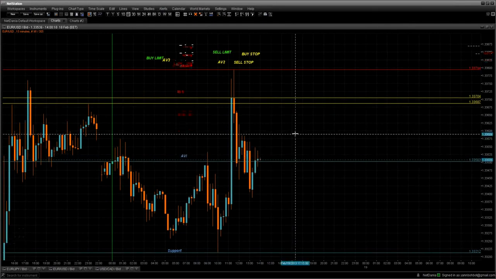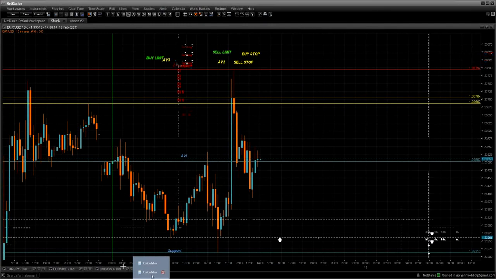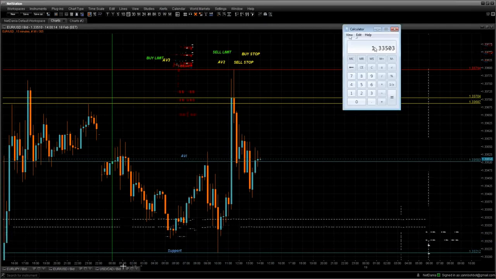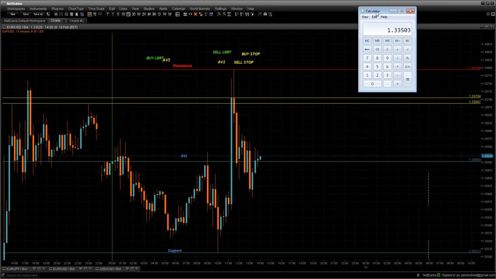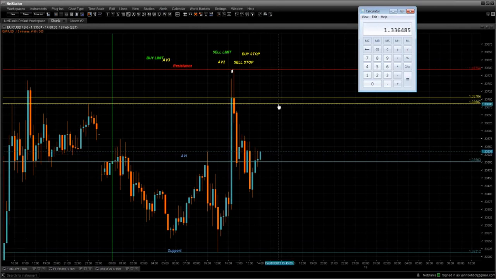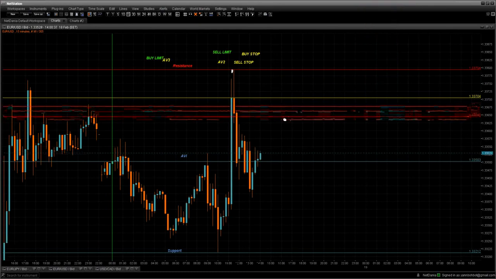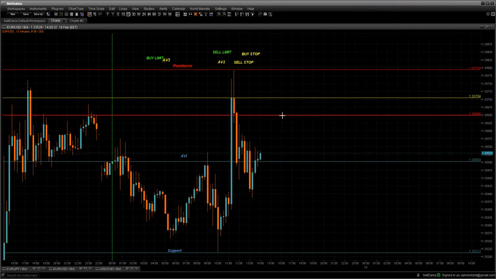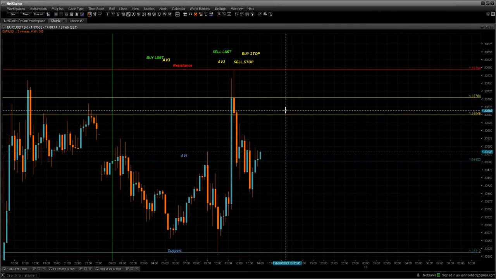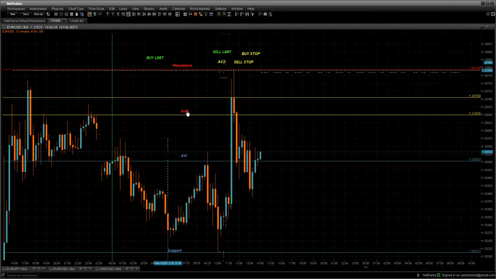1. Let's do average 2 and average 3. Okay, so average 2 is resistance 1.33794 plus 1.33503 divided by 2, 1.33649. Putting it in takes a lot of patience, but a lot of patience will bring you a lot of money.